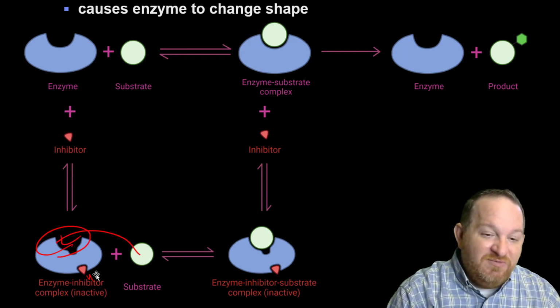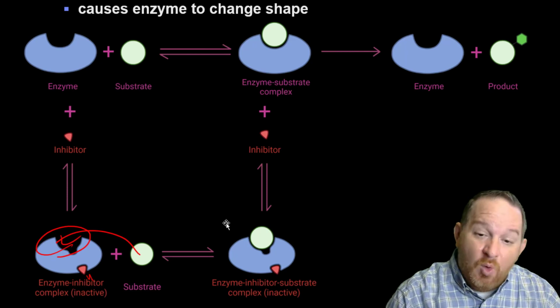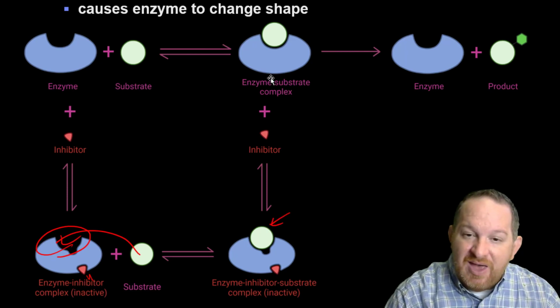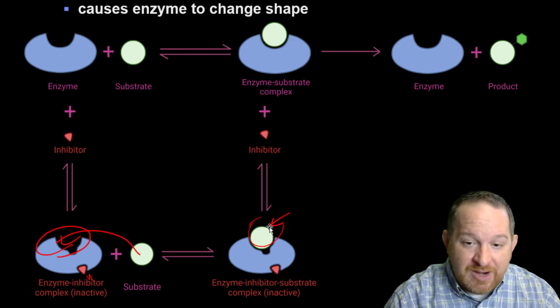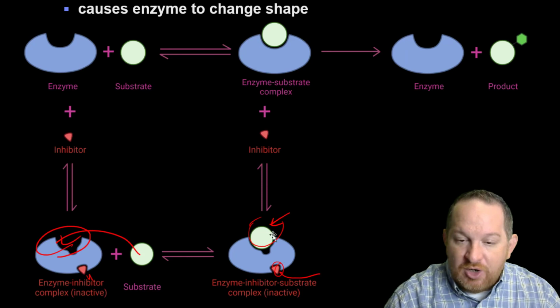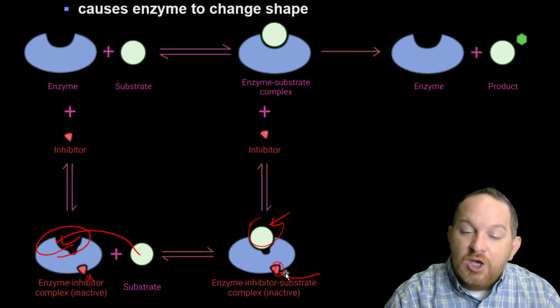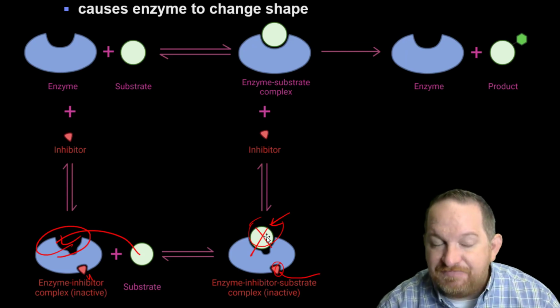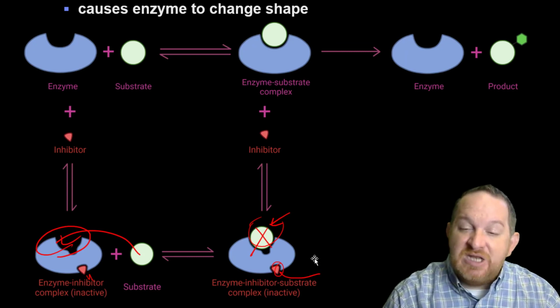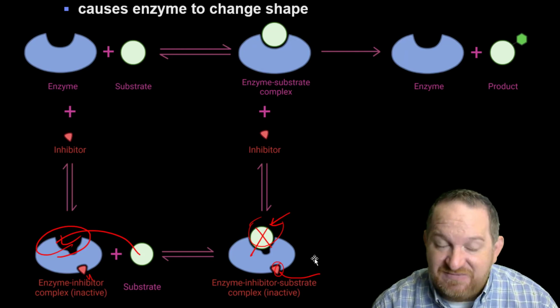So this can bind before the substrate even comes in, or in this case, notice that the substrate has already been bound, already trying to react. Then the inhibitor can come on and say, hey, all right, I know you're reacting, but we don't need this anymore. Go ahead and inhibit this from taking place. We don't need this reaction to take place. So this is non-competitive because it is not competing for the active site.